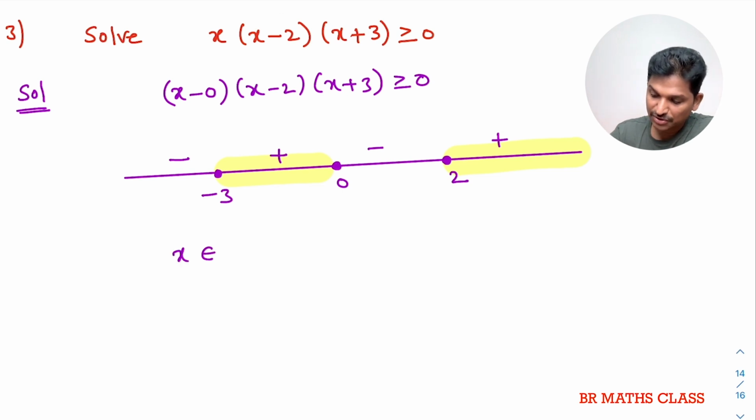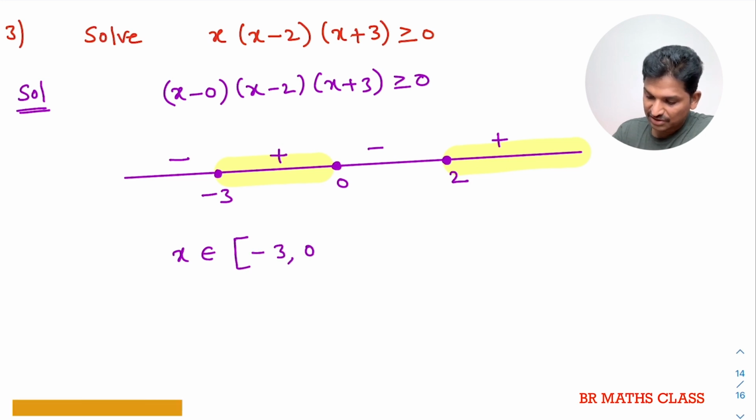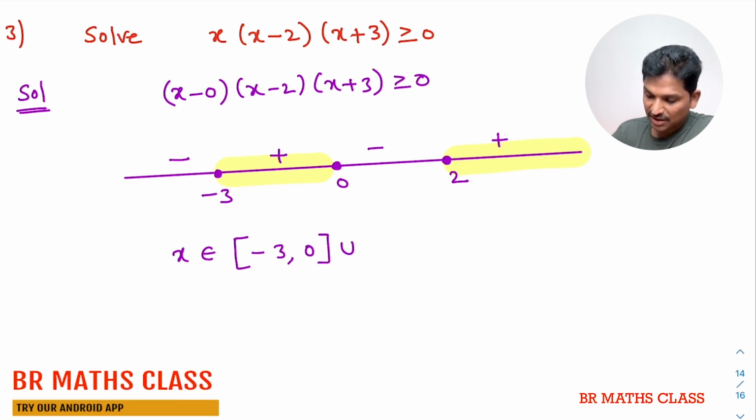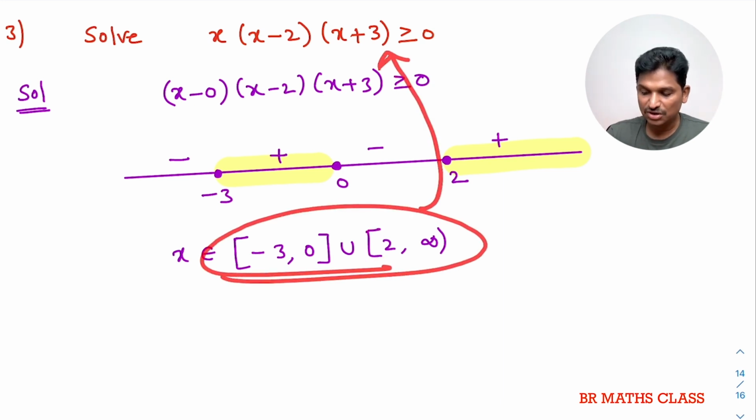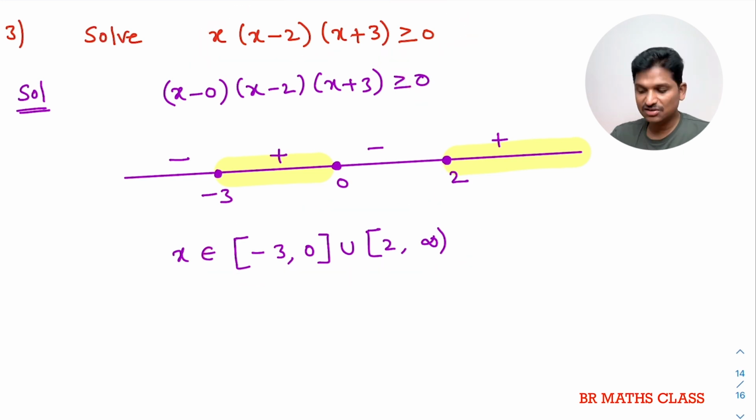X belongs to, you observe here, greater than or equal to is there. When greater than or equal to is there, these numbers also we will consider, right? So what you will get? Closed interval minus 3 to 0 union closed interval 2 to infinity. Why closed interval? Because this is greater than or equal to here. So if you take any number in this interval and substitute in this inequality, it satisfies. That's why this is the solution of this inequality. I hope you are understanding.